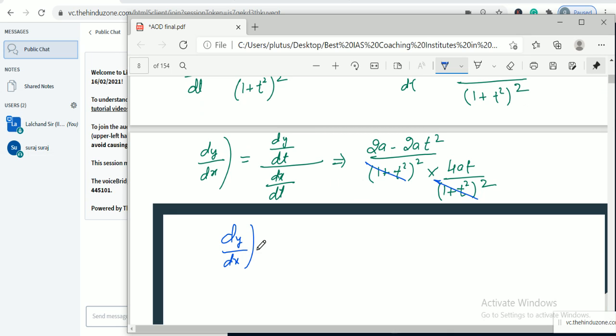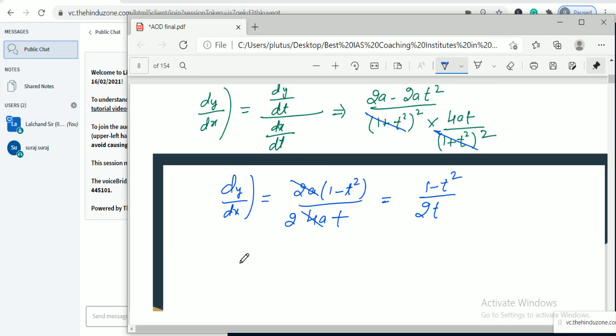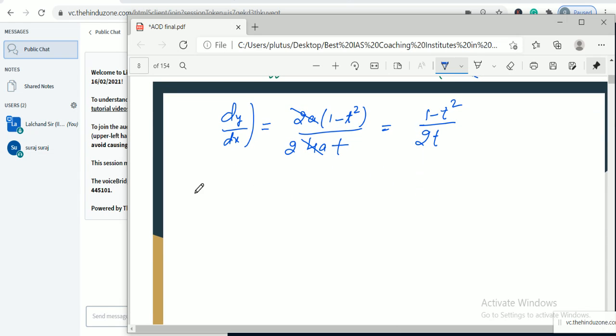Okay. So if we simplify, then we have dy by dx value is equal to, what will be the common from these two terms? 2a. 1 minus t square, and this will be 2a, so this gets cancelled. So we finally have 1 minus t square divided over 2t. So if we substitute t equal to, what is the value of t? The t value is 1 by 2.